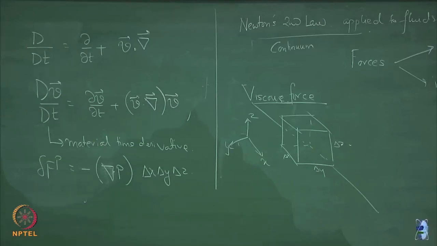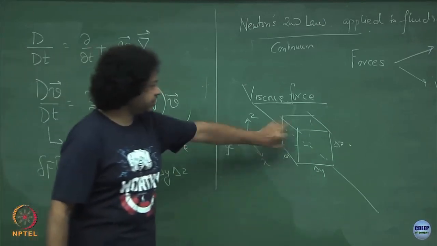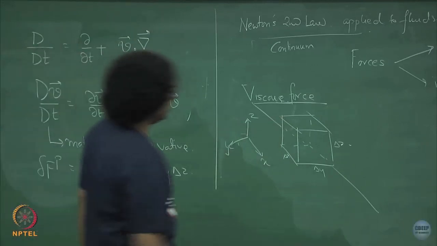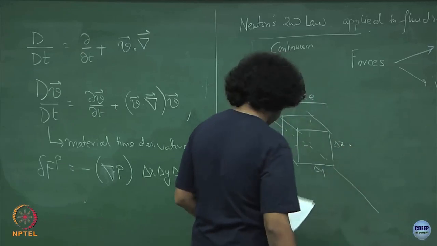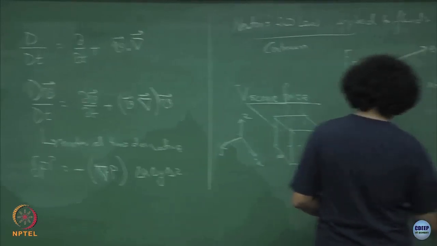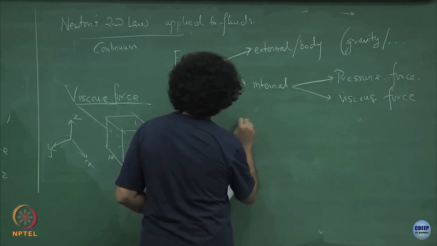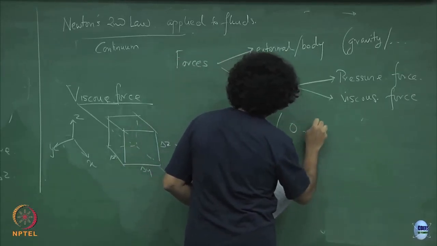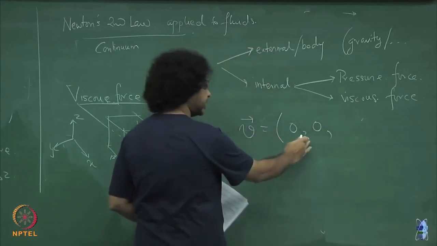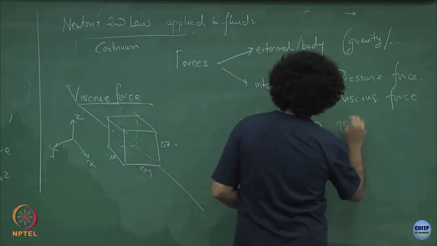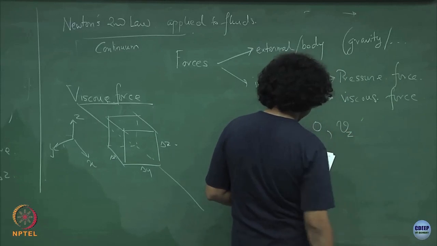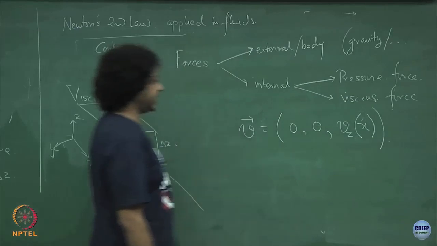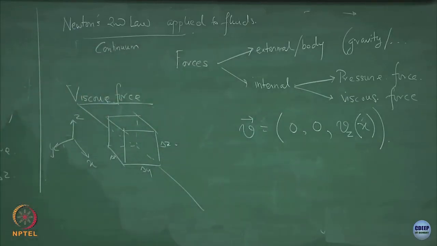Okay. So, instead of deriving the full form, which is a little complicated, I'll use a simple argument. Let me assume that the velocity field is of this form. The velocity field only has a component along the z direction. There are no x and y components. That component depends only on the x position.